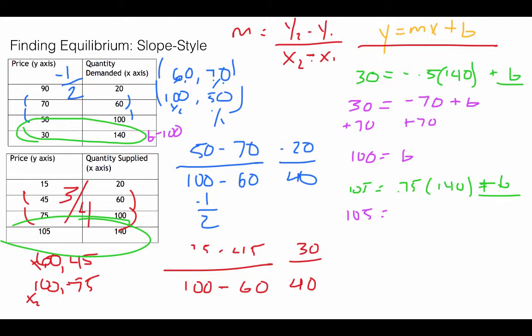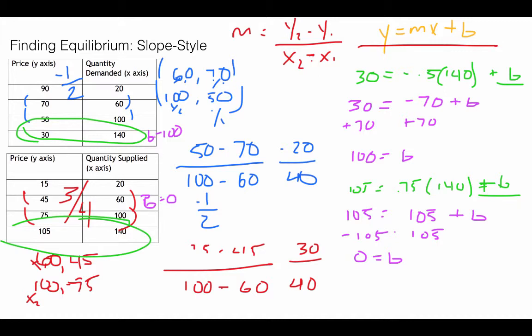All right, so what we have to do is just plug that in. 3/4 of 140 is actually going to be 105, plus b. Subtract 105 from both sides. I have 0 equals my b. So now I know that b equals 0.